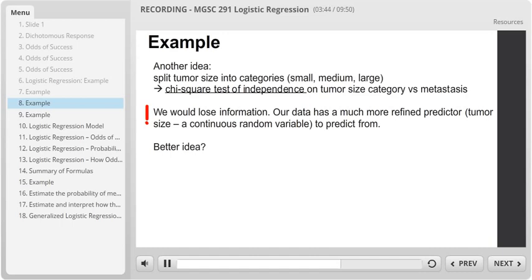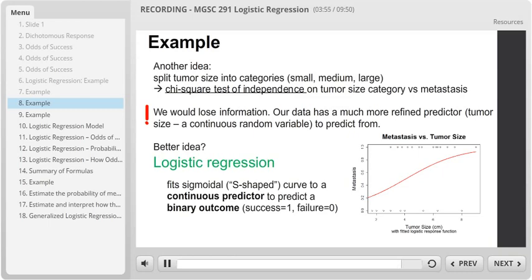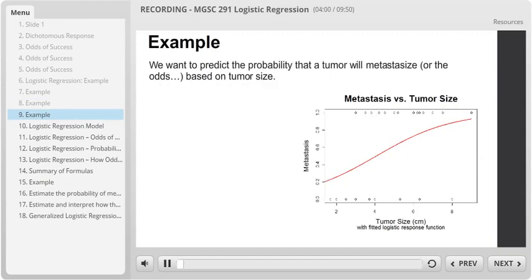We can re-express our dichotomous response variable using 0 and 1 and carry out a logistic regression. The logistic regression model will fit an S-shaped curve to our continuous predictor to predict our binary outcome. We want to use logistic regression to predict the probability that a tumor will metastasize based on the size of the tumor. Or we may want to predict the odds. Remember that odds are directly related to probability. Tumor metastasis is our binary or dichotomous response, and tumor size is our continuous predictor.